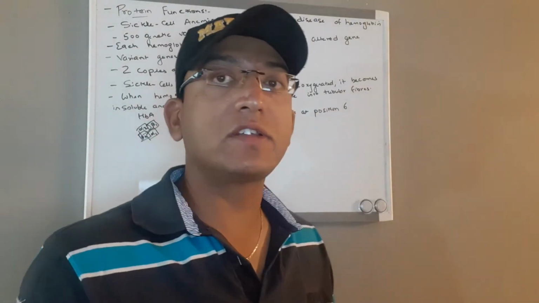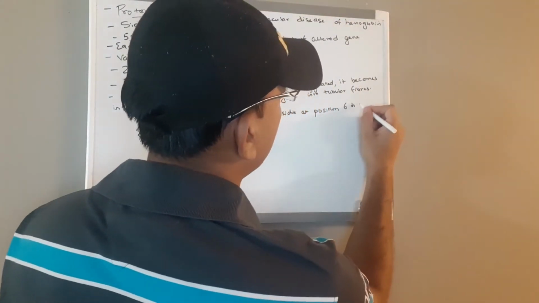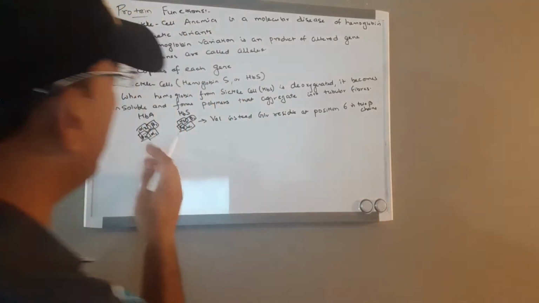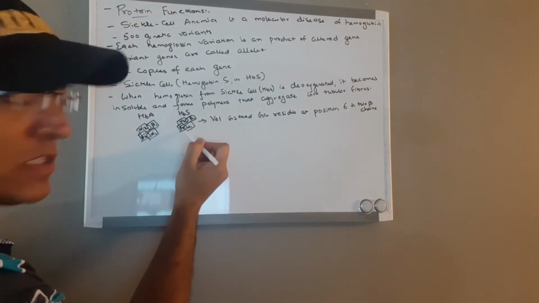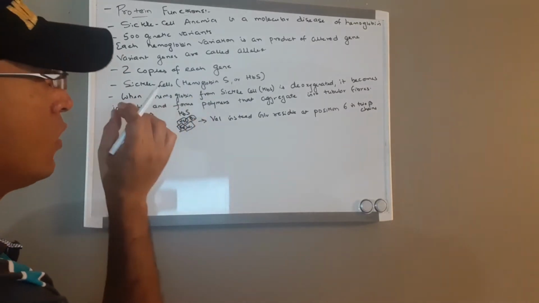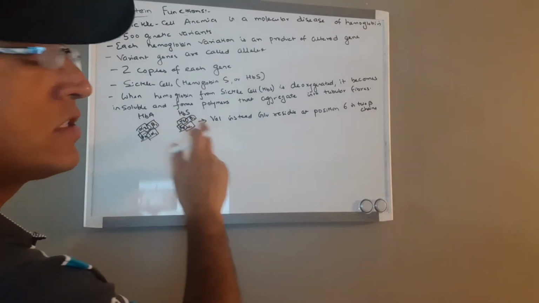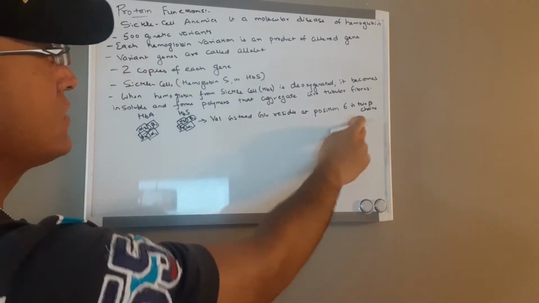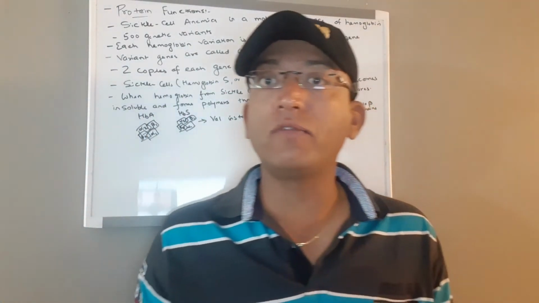At position 6 in the 2 beta chains, right? So what happens? This is the 2 beta chains in HbA and this is the 2 beta chains in HbS. So in this sickle cell hemoglobin, there is a substitution of valine instead of glutamic residue at position 6 in the 2 beta chains. So the R group of the valine, right?